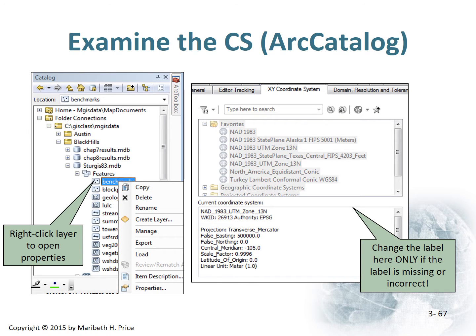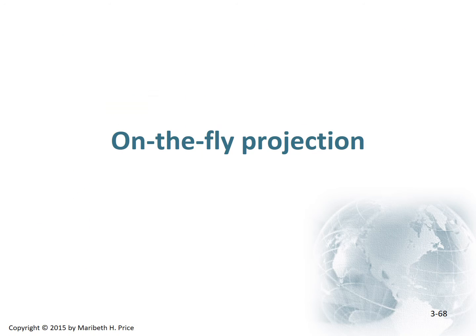On-the-fly projection. The big thing you need to know with on-the-fly projection is it does not project anything. It simply allows you to display data that is in multiple projections at the same time in the same data frame. That's all.